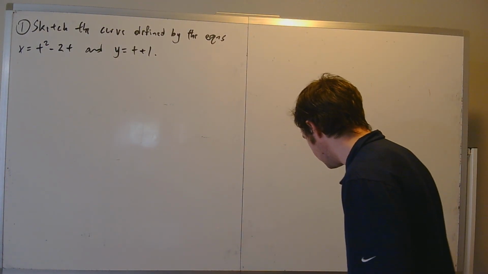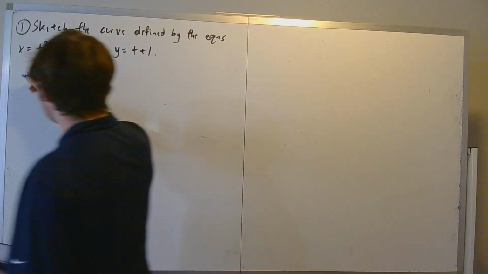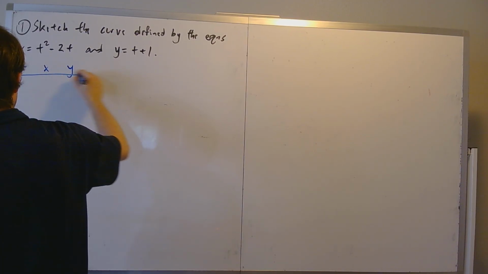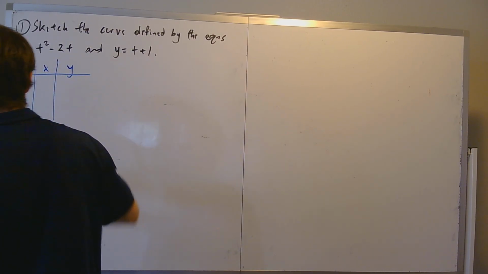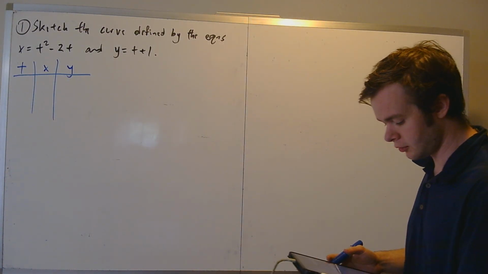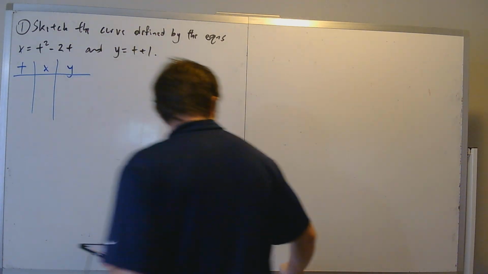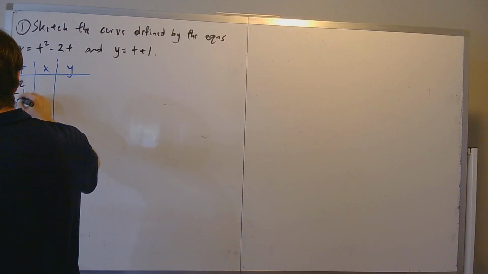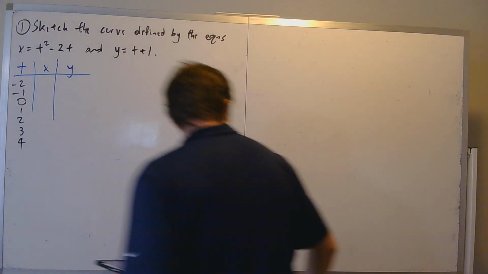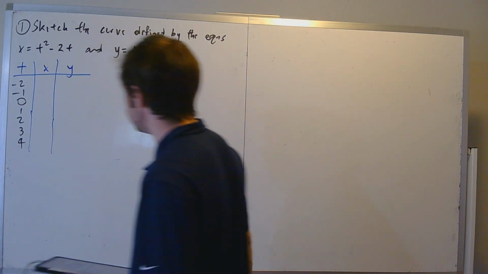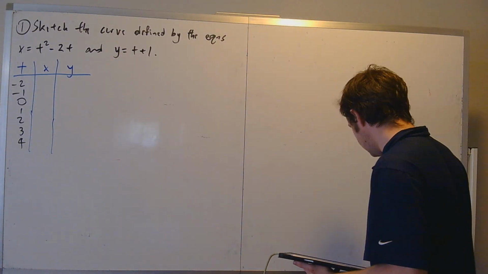So let's go ahead and make a table so that we can try to figure out what this curve is going to look like. So I'm going to make a table of t, x, and y. This is always going to work because you can just pick enough points, and if you just connect the dots, that's going to give you a curve. So I'll just pick some values of t. Let's go ahead and pick -2, -1, 0, 1, 2, 3, and 4. And then we just need to look at what the x and y values are going to be whenever these are the values of t. So we're going to start at t equals -2.